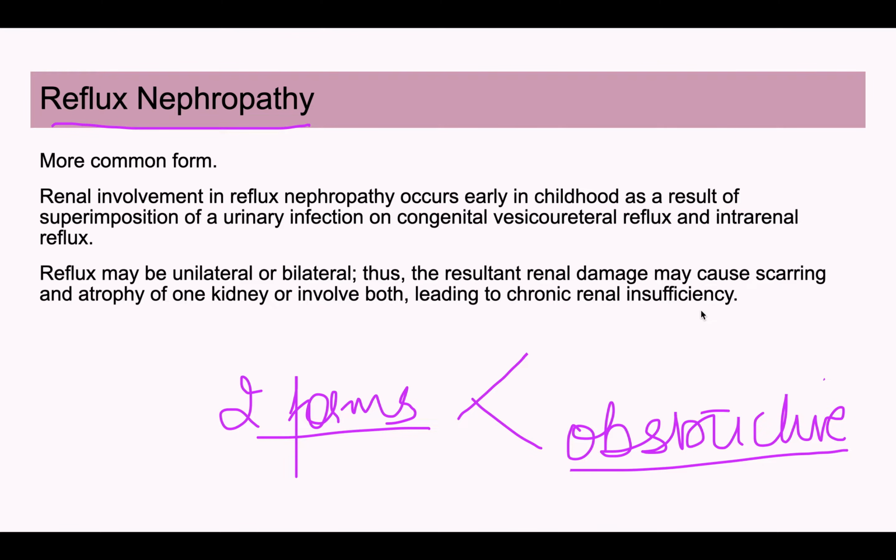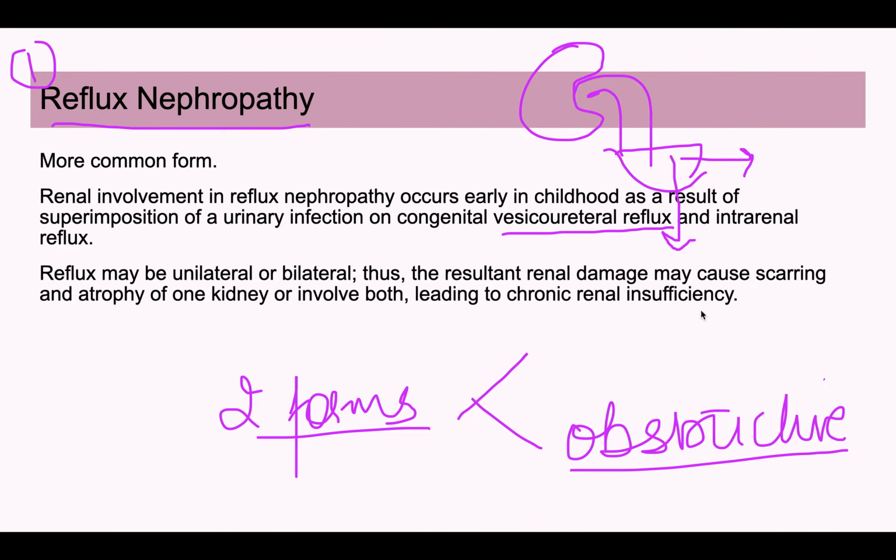So there are two forms. First is the reflux nephropathy, which is the more common form than the obstruction one. In the previous video I discussed vesicoureteral reflux. What happens is, this is the kidney, this is the ureter, and this is the bladder. Whenever the person goes for micturition, the urine has to flow from the bladder into the urethra. But in vesicoureteral reflux, the urine from the bladder goes back into the ureter because of absence of the intravesical portion of the ureter.